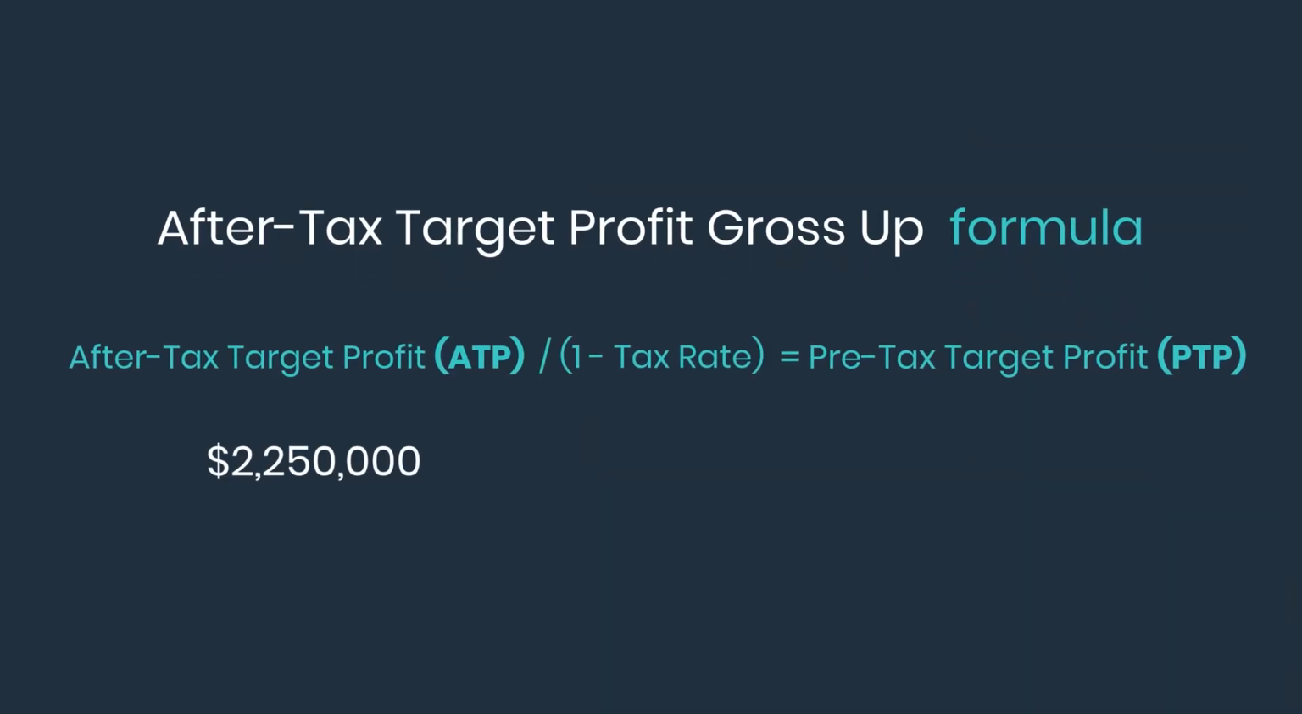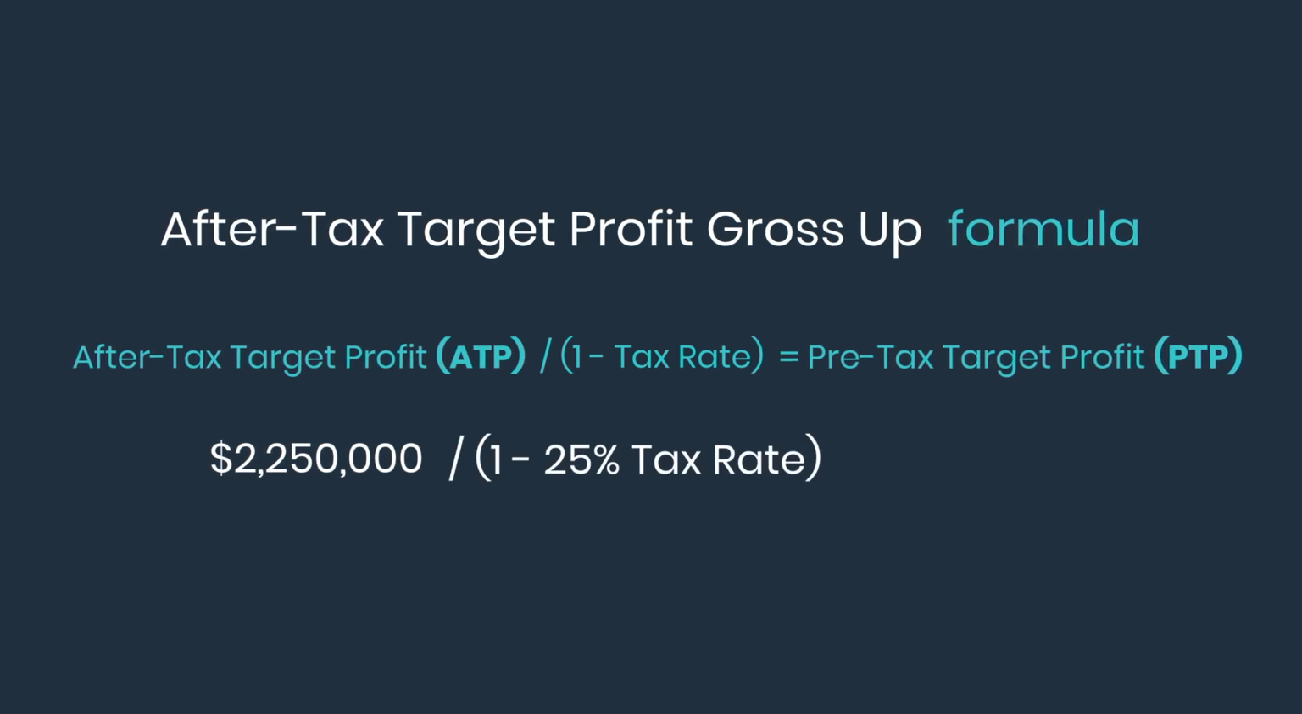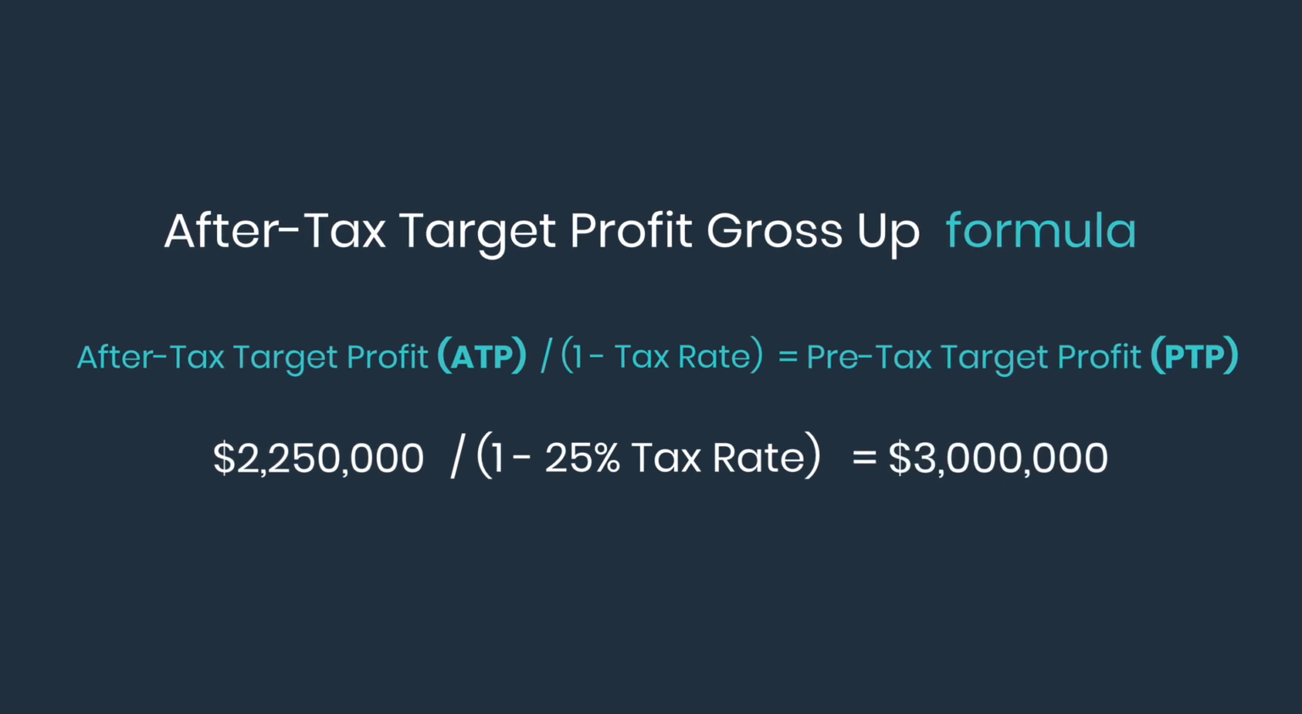Let's take this back to House of Coffee. The owner lets you know on their taxes, their income tax rate is 25% and their after-tax target profit is $2,250,000. We use this information to plug into our after-tax target profit gross-up formula, which is $2,250,000 after-tax target profit divided by 1 minus the 25% tax rate, and that equals $3 million pre-tax target profit.